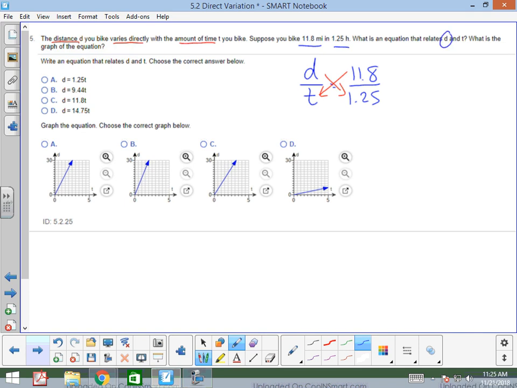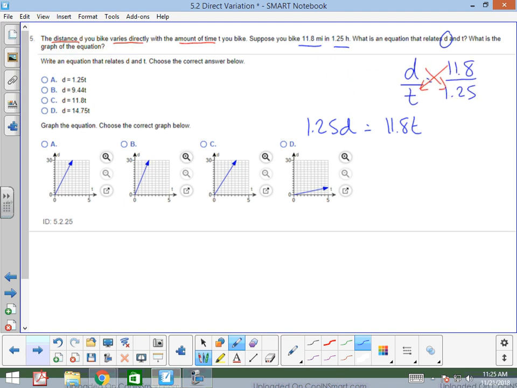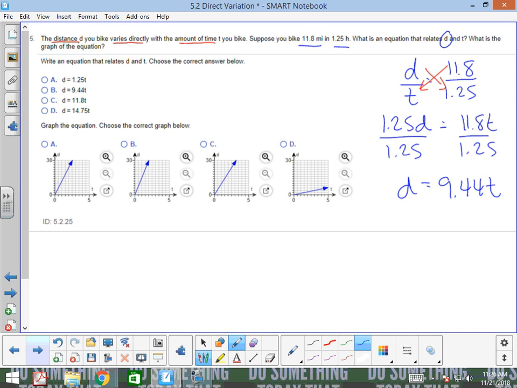So we get 1.25 d equals 11.8 t. I'll move this over a little bit here. And then we're going to divide by 1.25. So we want to get d by itself. We want to solve for d. So use your handy dandy calculator and you get 9.44 t. So they have multiple choice here, 9.44 t. Okay. All right. Now I need to look at these graphs.